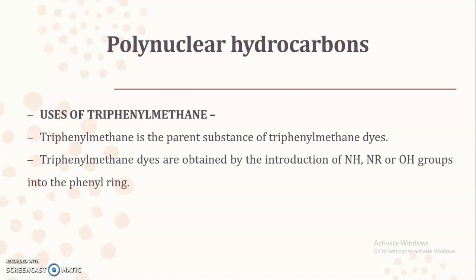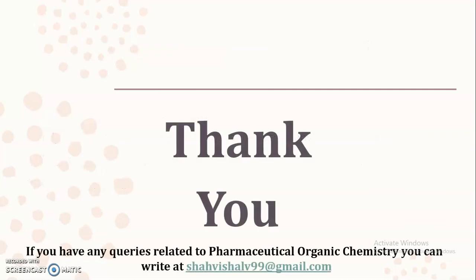Now we have seen the structure of triphenyl methane as well as diphenyl methane, in which diphenyl methane consists of two phenyl rings bridged with the help of a methane molecule, and triphenyl methane consists of three phenyl rings bridged with the help of a methane molecule. So if we introduce the amino functional group, NR functional group as well as OH functional groups to these phenyl rings, it leads to the formation of these triphenyl methane dyes. That's why it is used for the production of these triphenyl methane dyes. So here we have completed the different uses of triphenyl methane as well as the different polynuclear hydrocarbons.